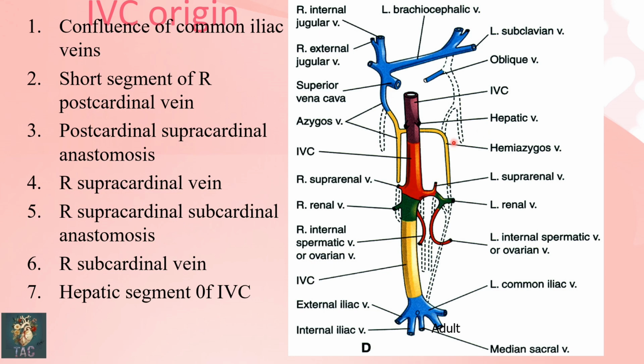The yellow color shows the hemiazygous vein, and this one is the azygous vein. These were actually the supracardinal veins which disappear in their proximal parts, and here on the left side the supracardinal also disappears. The subcardinal vein forms part of the inferior vena cava and also forms part of the gonadal arteries. So these are the origin of the cardinal veins which form different parts in the embryo.